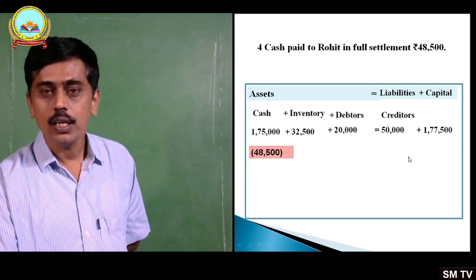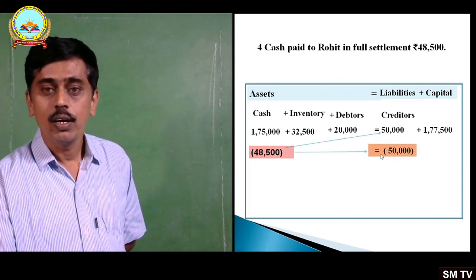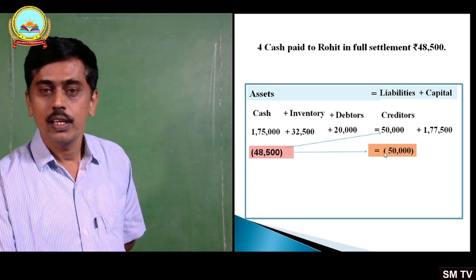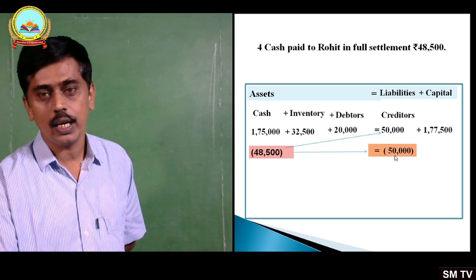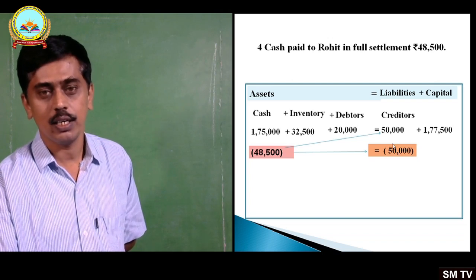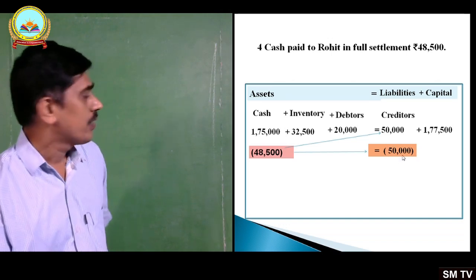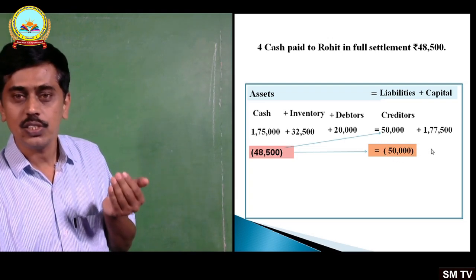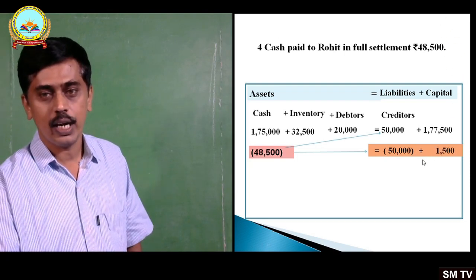So we write here 50,000. How? We are supposed to pay 50,000 to Rohit. We paid 48,500, but he gives a discount of rupees 1,500. So total comes to 50,000. And 1,500 is a gain to us, and that gain goes to whom? That gain goes to the business, that is the owner. That is, it should be added to capital.